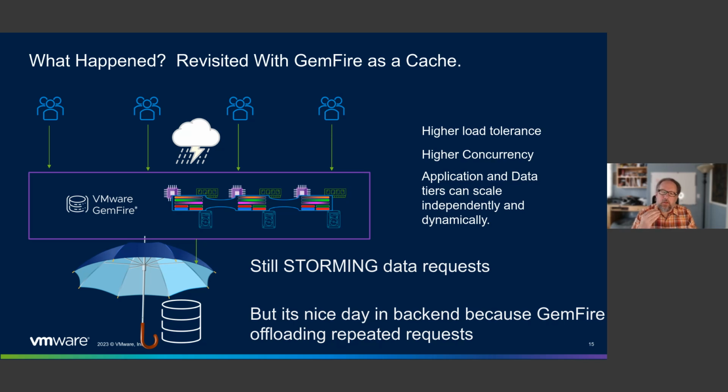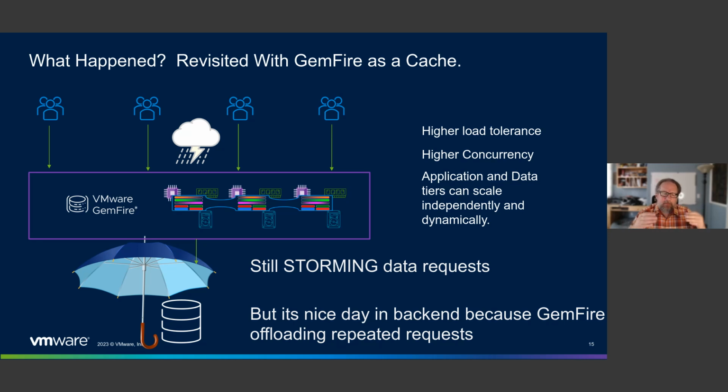GemFire itself has a higher load tolerance, right? Because we're responding at sub-millisecond performance, we don't need much CPU. Higher concurrency, right? As we scale up, we get near linear scalability. So I add another node, there's going to be some scale factor by adding that extra node in there, so I can get an extremely high concurrency rate.